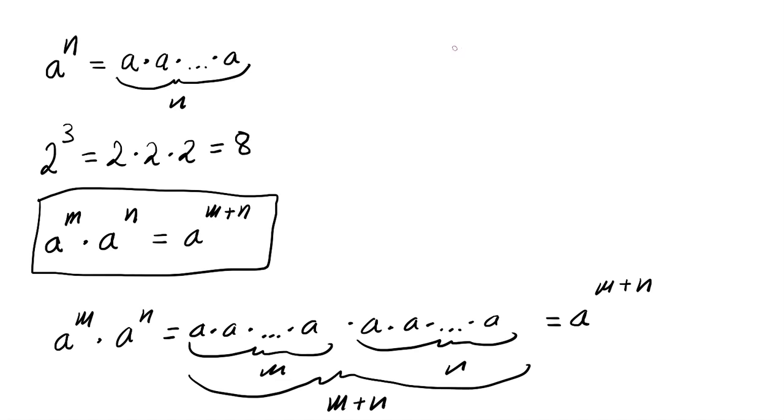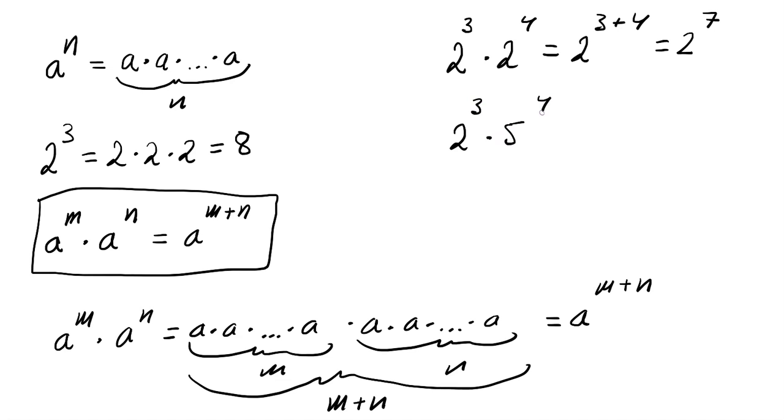For example, if we have 2 raised to the power of 3 multiplied by 2 raised to the power of 4, this is 2 raised to the power of 3 plus 4. So this is 2 raised to the power of 7. Notice that if we would have written it like this, for example, we couldn't have used this rule because we don't have the same number in the base here. So it must be the same number down.